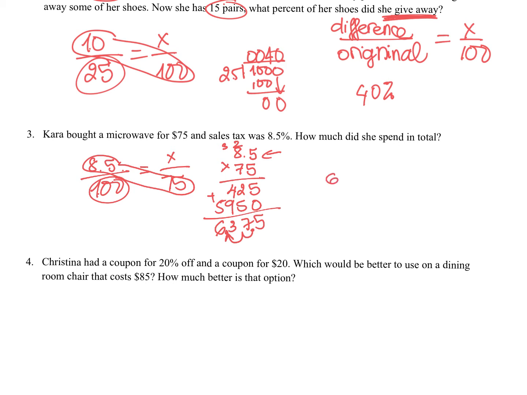So now you have $6. And make sure you round the number to the hundredth. So I have $6.38. So that's just the tax. To find how much you spend in total, you're going to combine the tax and the cost of the microwave. Make sure you line them up and fill in the 0. So it will be $81.38.